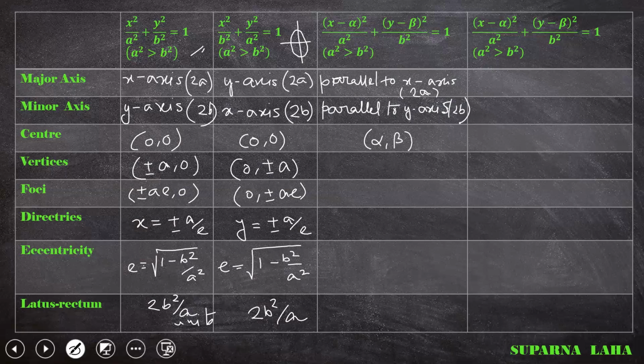So the center is alpha comma beta. Instead of 0, 0, we are using the center as alpha comma beta. So in that case, the coordinates of the vertices will change into alpha plus minus a comma beta.